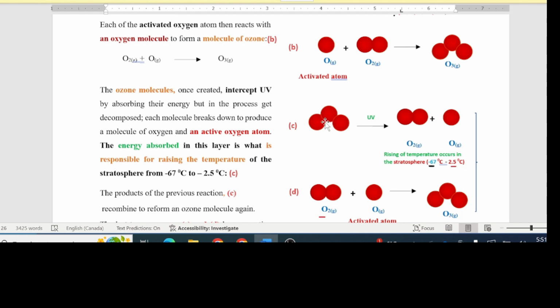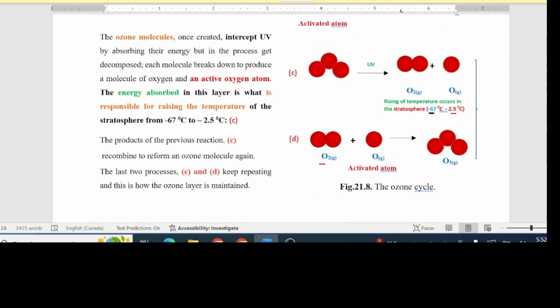So what is going to happen now is this. Once the ozone molecules are formed, they will then intercept UV that's coming into the stratosphere, and in the process, they get decomposed into oxygen molecules and oxygen atoms. So a single ozone molecule is decomposed as follows. It gets broken down into an oxygen molecule and another activated oxygen atom. But what you should also note is this.